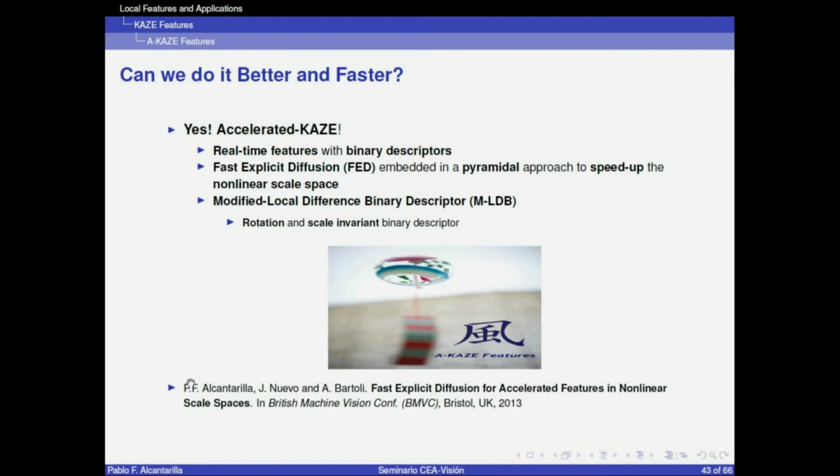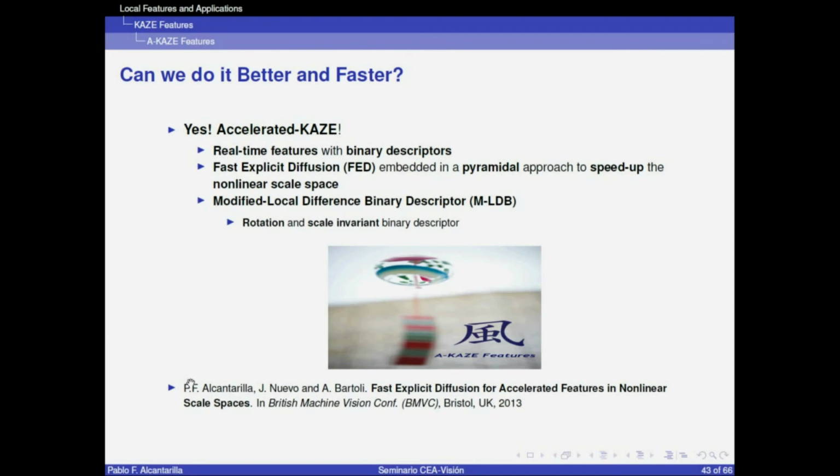And the answer for this question was yes, absolutely. And that's the reason why we released last year a novel method called Accelerated KAZE features, or AKAZE. I was working on this method with my colleagues Jesus Nuevo and Adrien Bartoli, so we published a paper called Fast Explicit Diffusion for Accelerated Features in Nonlinear Scale Spaces, that was published last year in the British Machine Vision Conference in Bristol in the UK.